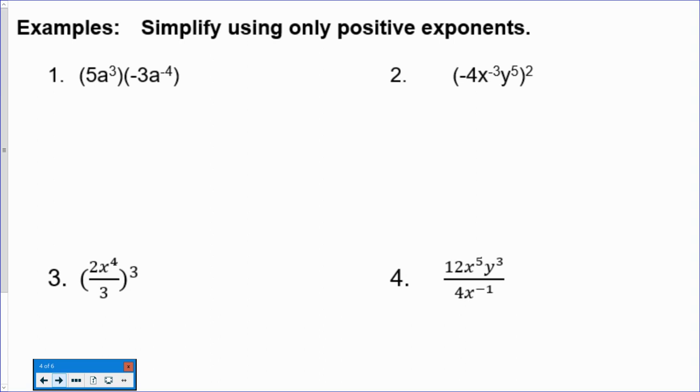So I am multiplying, so you really don't need the parentheses necessarily. It's just to kind of separate the 2 things you're multiplying together. So what can I multiply together?